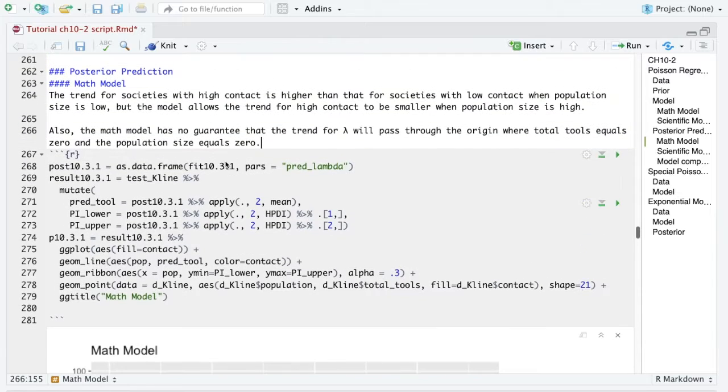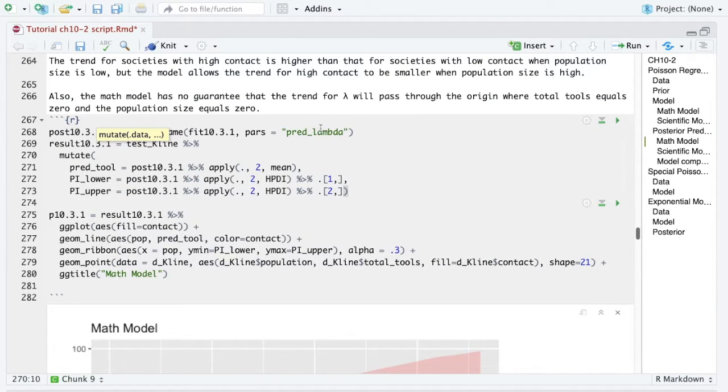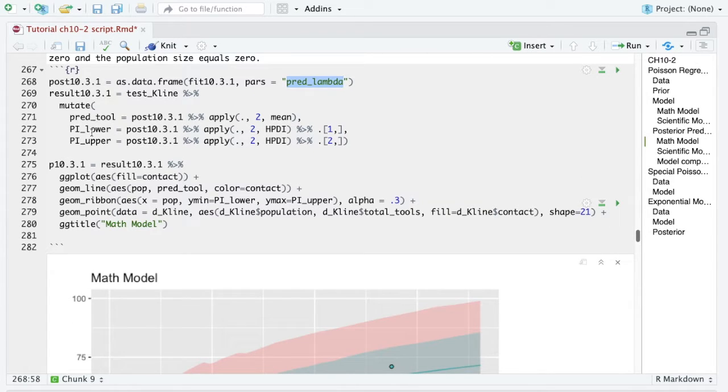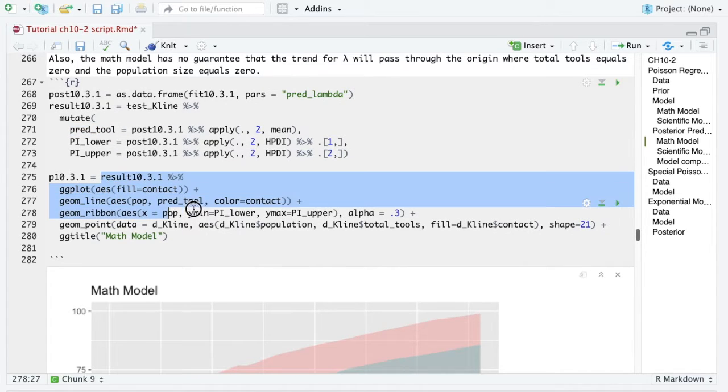Firstly, let's do the math model prediction. As usual, we extract the output from our Stan fit, and now we extract the output for our testing data, the predicted lambda values, and then calculate the percentile interval and the prediction mean values. And we use the geom_line and geom_ribbon functions to plot the prediction mean and the confidence interval.